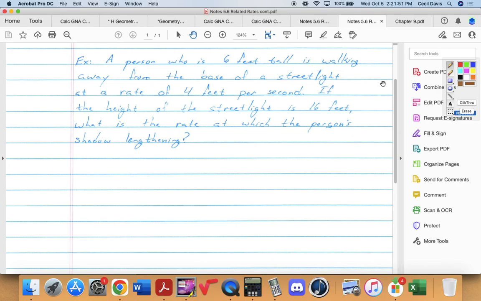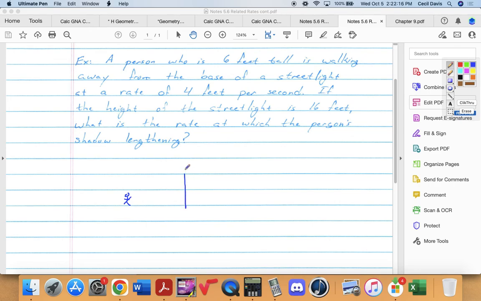Right, continuing with related rates here, let's read. A person who is 6 feet tall is walking away from the base of a street light at a rate of 4 feet per second. Okay, so I've got a person who's walking away from the base of a street light. That's my stick street light. And we know that this person is always 6 feet tall, no matter what. That's not changing.